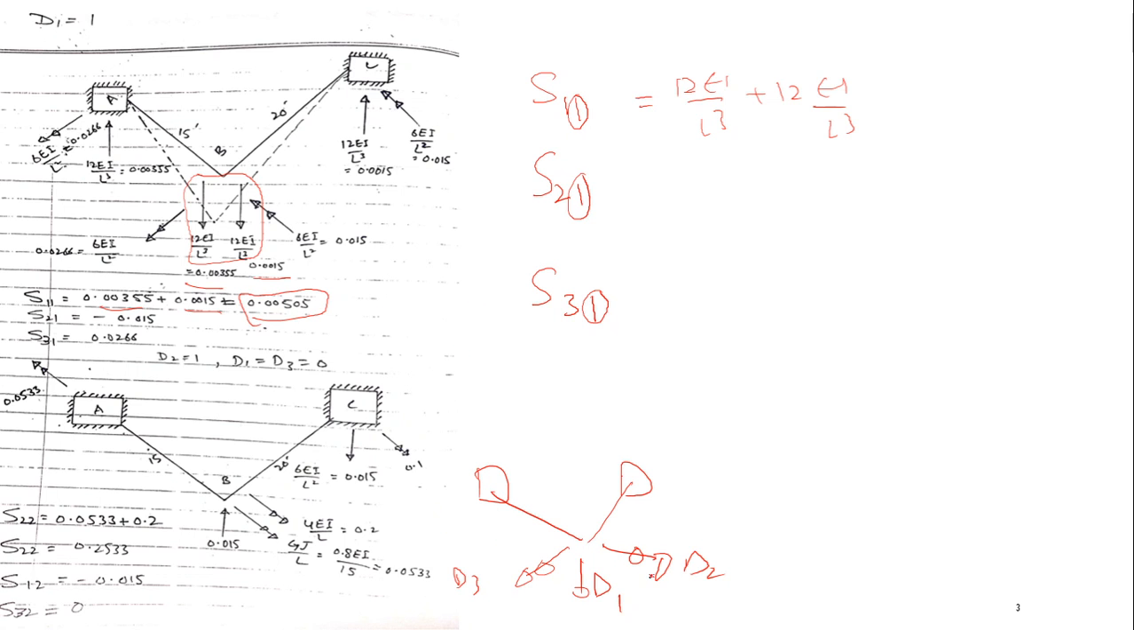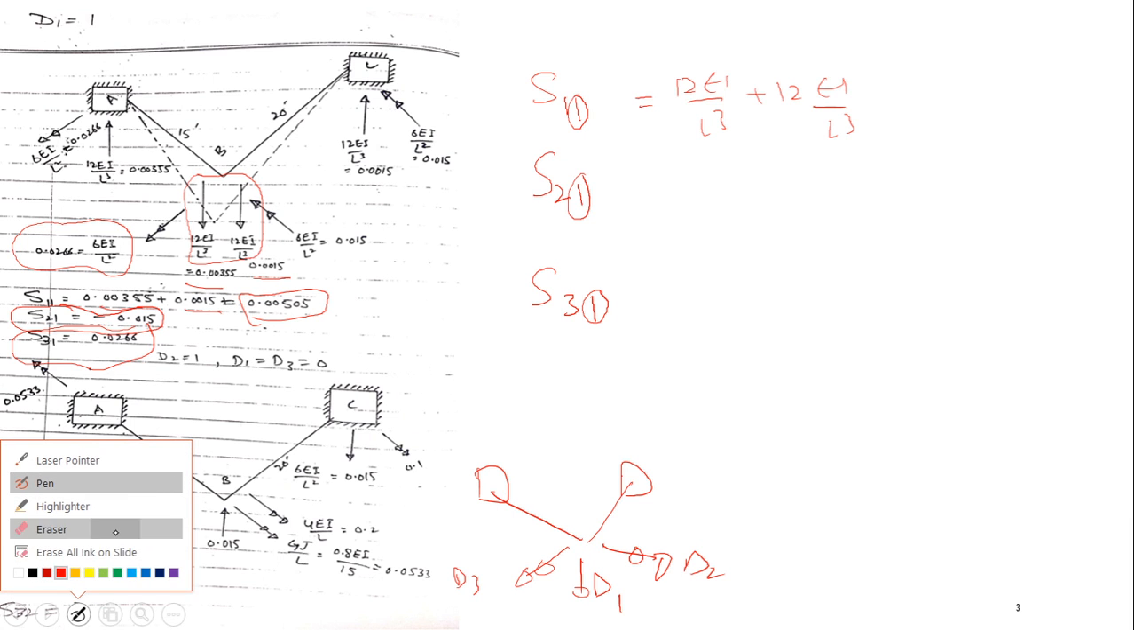d2 is a moment in x, so correspondingly I have this, but it is opposite to that. The direction which I have taken is anti and this is clock, so it comes out to be minus 0.015. And S31, yes, this one, I have 0.0266, and it comes out to be the same direction. Okay, this is done.